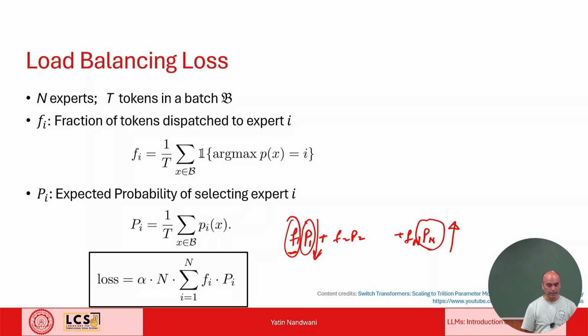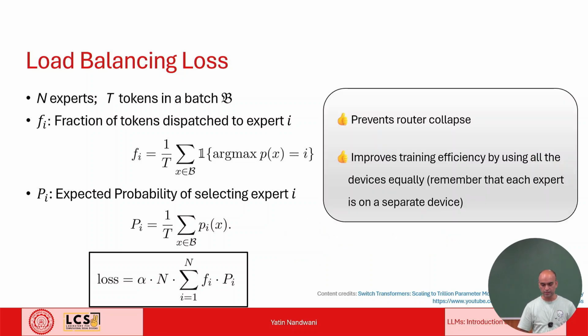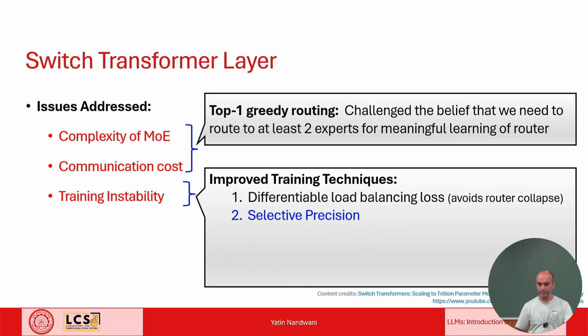So this is a simplified load balancing loss that they add, and the advantage is that it prevents router collapse and improves training efficiency by using all the devices equally. Remember, this is important: all our experts are on different devices. If everything is going to one expert, then some other device is sitting idle.